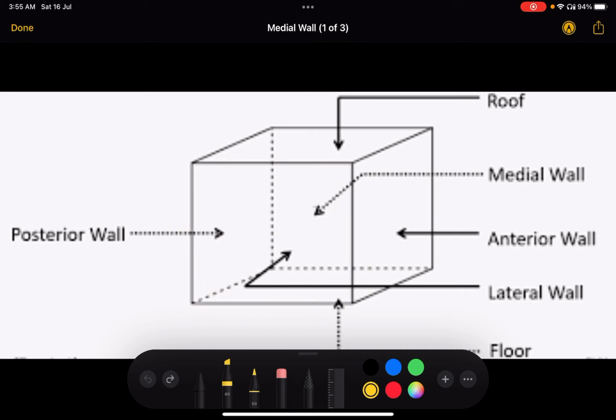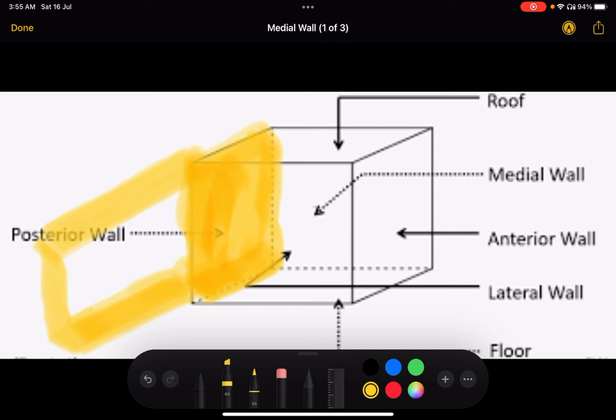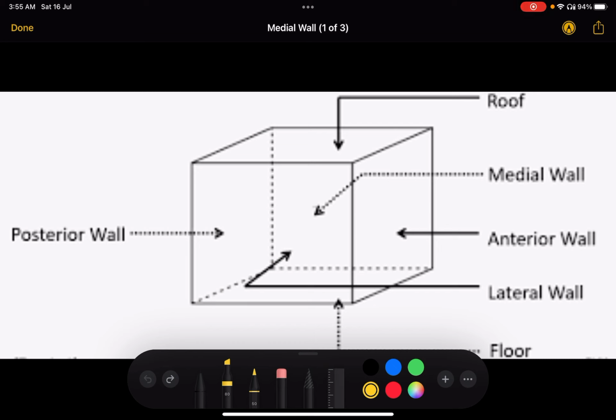Then we have the posterior wall. This itself is going to be the posterior wall. And the posterior wall is more like a continuation. It's nothing different. So when you're looking from the external auditory canal, the posterior wall of the external auditory canal continues to be the posterior wall of the middle ear itself. And the posterior wall is obviously going to communicate with the mastoid antrum.